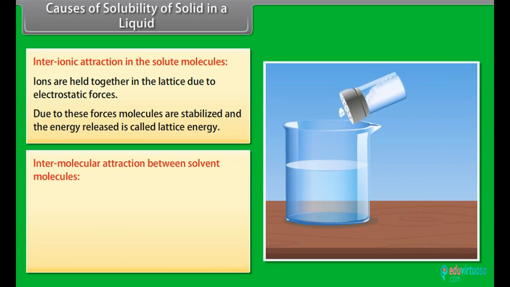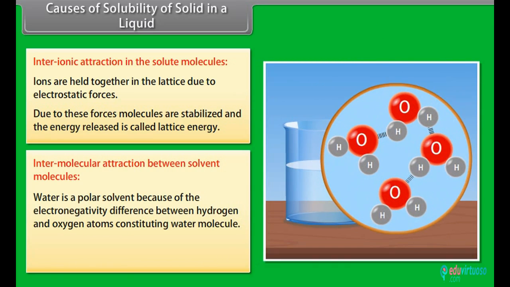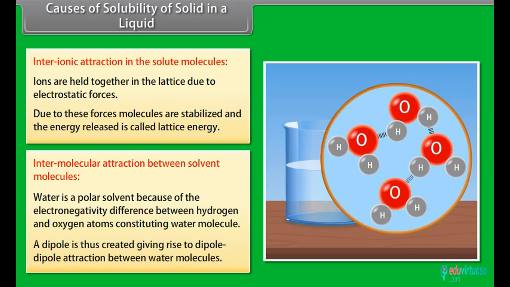Intermolecular attraction between solvent molecules. Water is a polar solvent because of the electronegativity difference between hydrogen and oxygen atoms constituting water molecule. A dipole is thus created, giving rise to dipole-dipole attraction between water molecules.